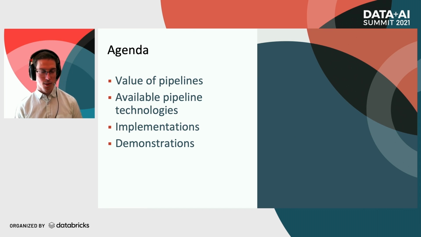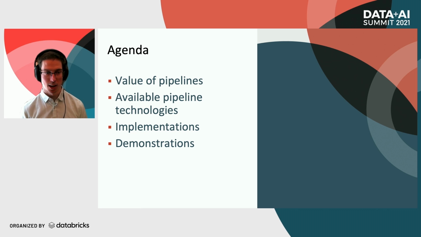So a quick agenda. First, we're going to talk about the value of pipelines. Pipelines almost always add complexity to your work, so we really need to understand what we're going to get for that complexity. Next, we're going to talk a little bit about some of the available pipeline technologies that are out there. We could probably spend the next year talking about pipeline technologies. So we're going to share with you the short list that we came down to and some of the requirements that we use to make our decisions.